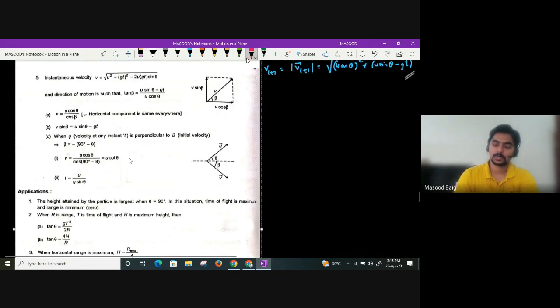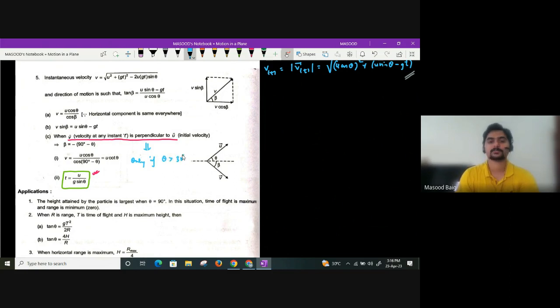Right. Now, one very important case, all these I have explained just now, guys. What is the very important case? It is when velocity is perpendicular to initial velocity. Velocity at any instant has to become perpendicular to initial velocity. When will it become perpendicular to initial velocity? At a time u divided by g sine theta, guys. And always remember, velocity will become perpendicular to initial velocity only if the angle of projection is more than 30 degrees. If it is less than or equal to 30 degrees, there will not be any instant where velocity will become perpendicular to initial velocity.